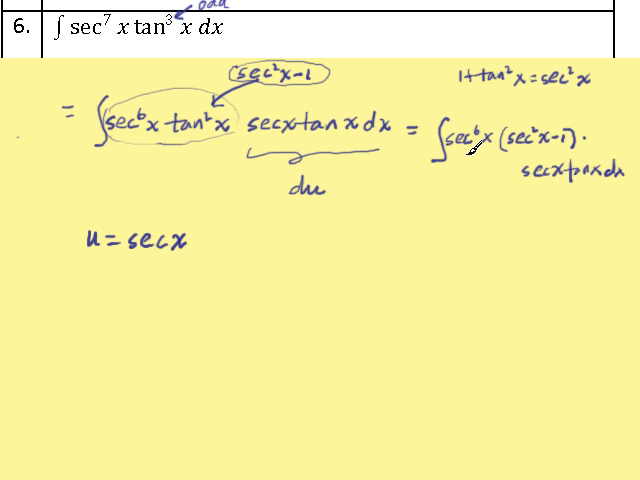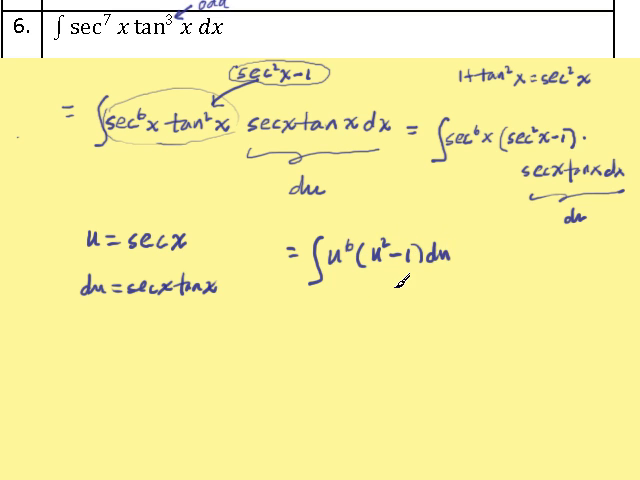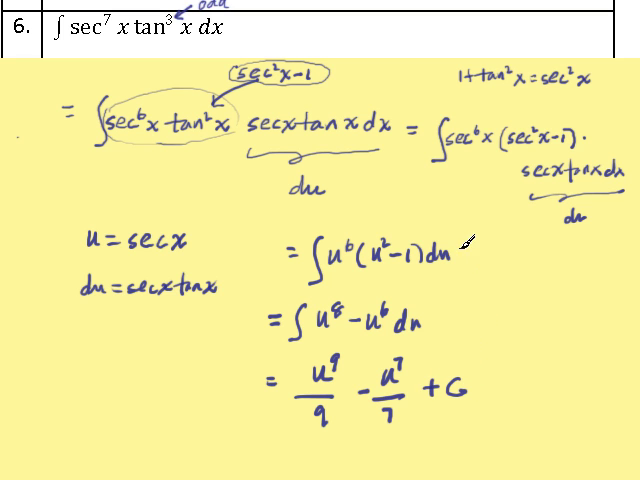So if we put u equal to secant, we're going to have all u's here, and this will be du. Okay, again, so this integral becomes u to the 6, u squared minus 1, and the rest is du. Multiply through before you do the power rule. So that's u to the 8 minus u to the 6. Okay, now we're ready for the power rule. And now substitute back for u, substitute back secant.